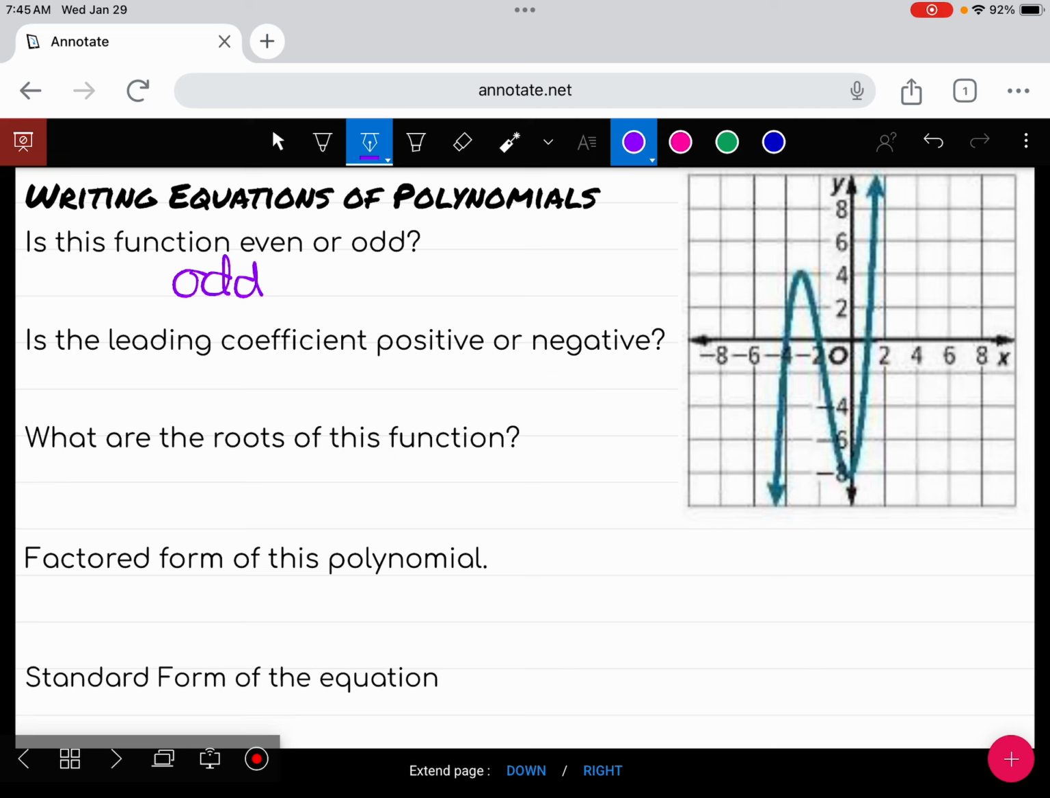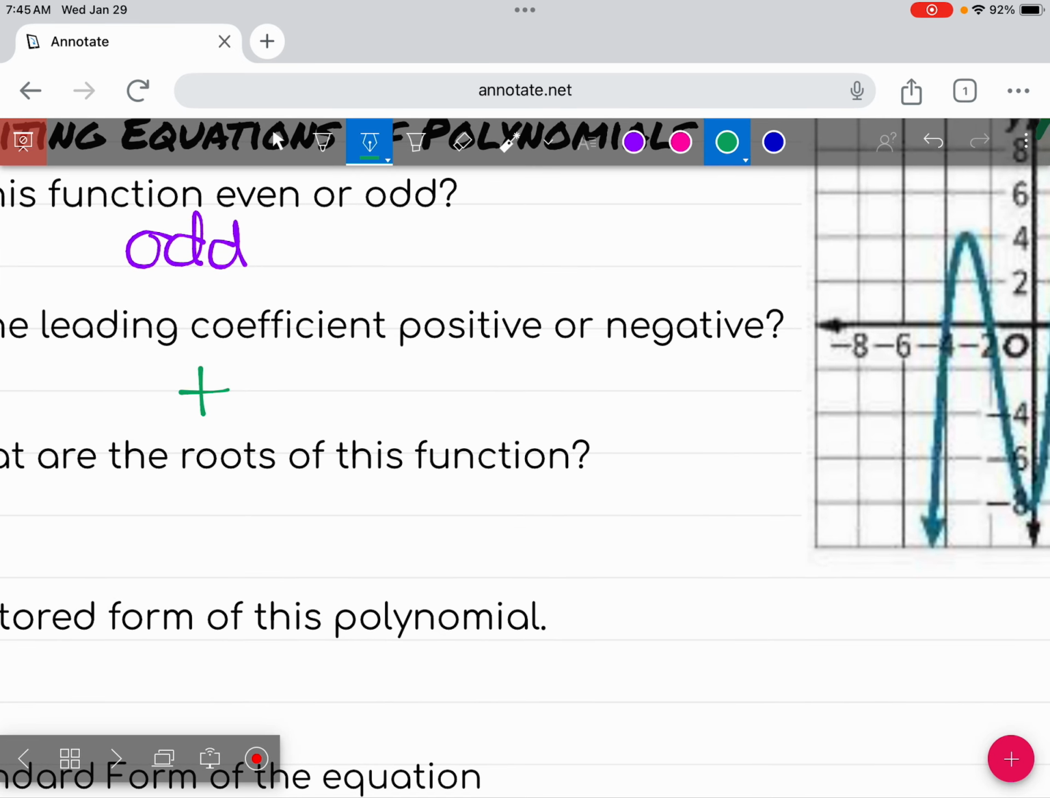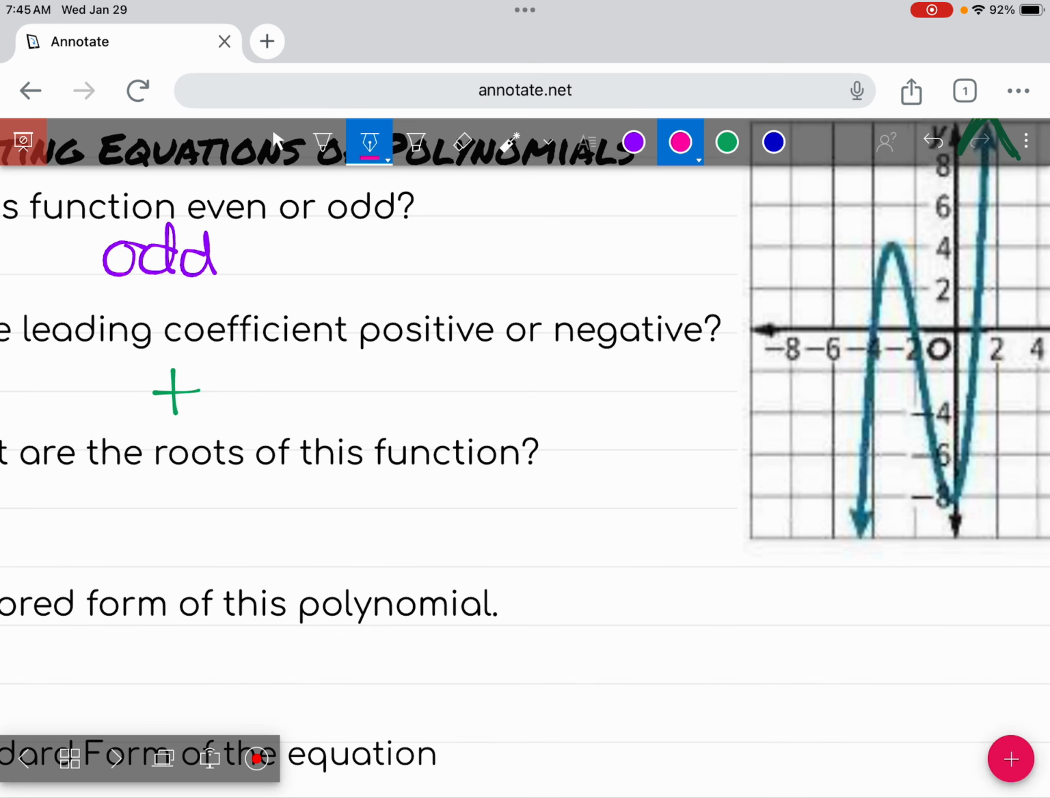Our leading coefficient on here, the number in the front, is that going to be positive or negative? Positive. How do we know it's positive? The right arrow tells us that leading coefficient. The right arrow is always going to match. So if it's going up, it's positive. Where do we have roots on this one? Where are our roots?